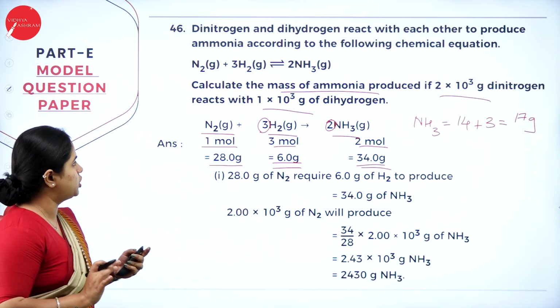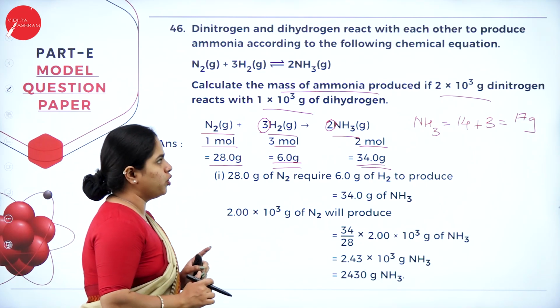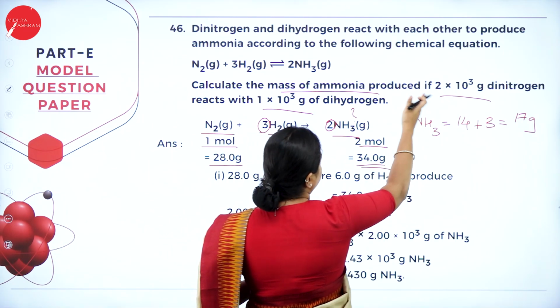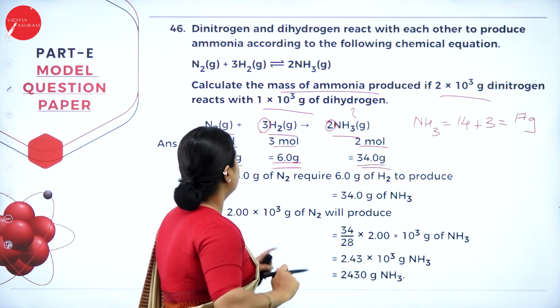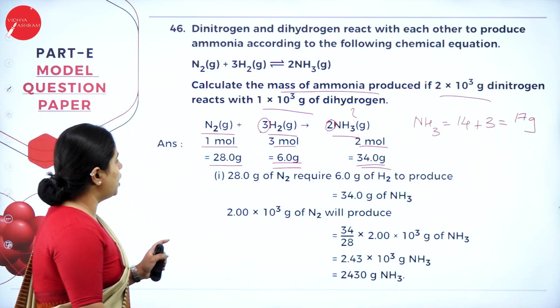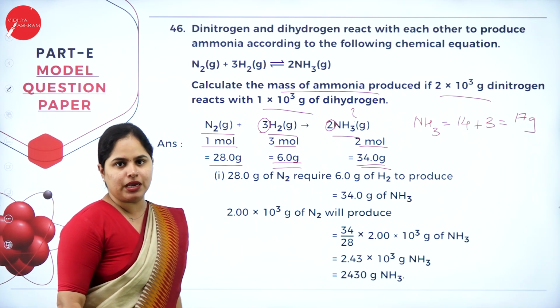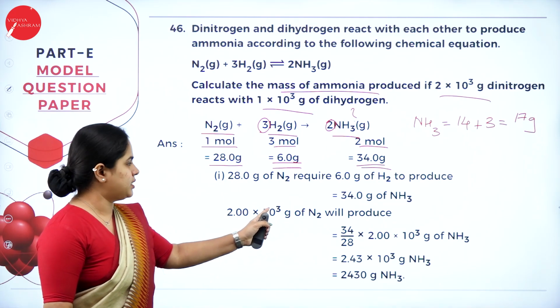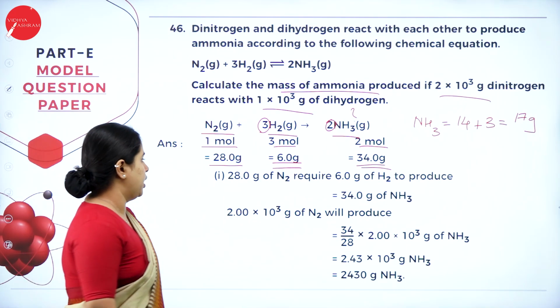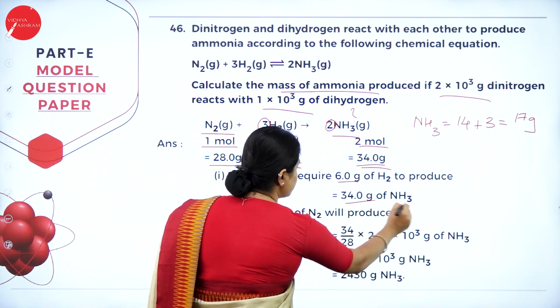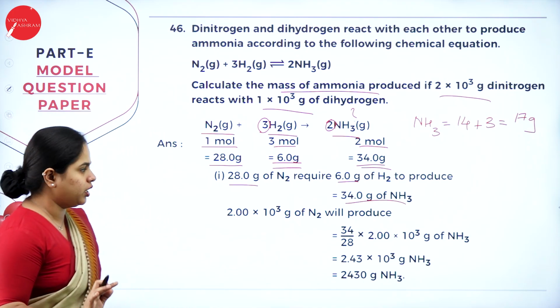Now, let's go to the question. Calculate the mass of ammonia produced. You have to calculate how much ammonia is produced when 2 into 10 to the power 3 gram of nitrogen and 1 into 10 to the power 3 gram of hydrogen is present. From the balanced chemical equation, we know that 28 gram of nitrogen requires 6 gram of hydrogen to produce 34 gram of ammonia, which is already known.